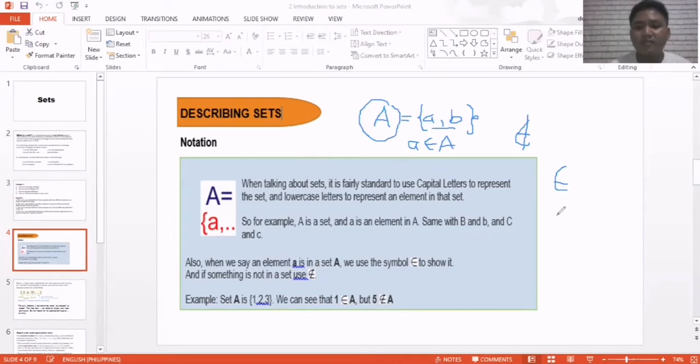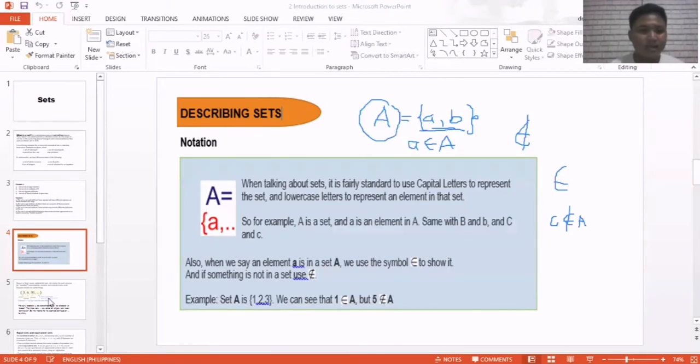Next, for example, is d an element of set A? We base it on the set above. The answer is not, because it is not in this set. Next, below, for example, set A has the elements 1, 2, and 3. We can see that 1 is an element of A, but 5 is not an element of A.